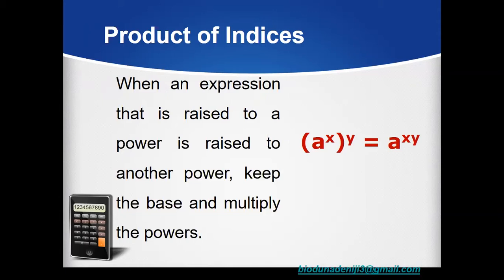Product of indices. When an expression that is raised to a power is raised to another power, keep the base and multiply the powers. That is, when you have an expression that is raised to an exponent, as we have it here, a is raised to the power of x, and the whole expression is raised to the power of y. All you need to do in simplifying this expression is to retain the base and multiply the powers or the exponent or the indices. So in this case, a raised power x, everything raised power y would give us a raised power xy. And that is product of indices.